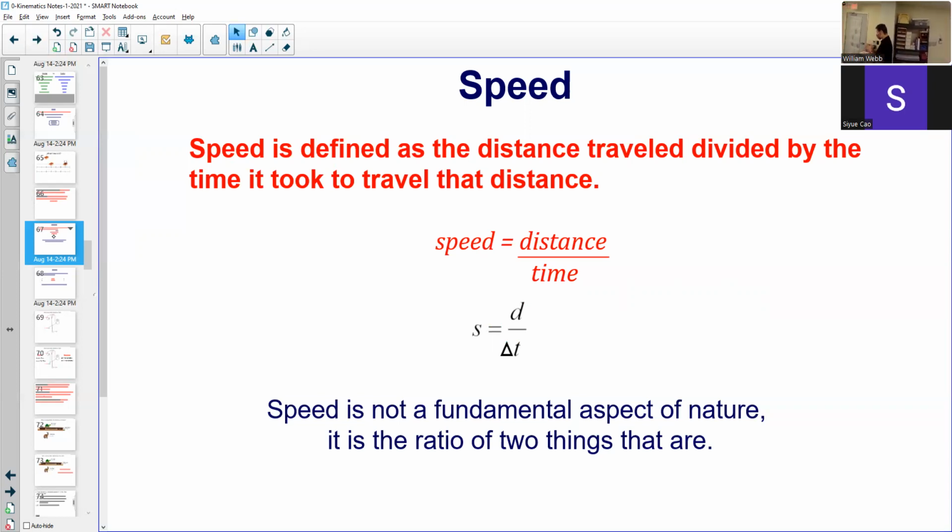Now, distance and time we kind of consider more fundamental measurements of nature. Where is this object? How far did it move? How much time elapsed? But speed is a ratio. And a lot of the things we're going to be talking about, speed, velocity, acceleration, a lot of things we talk about are going to be ratios. All right, we good on that one?